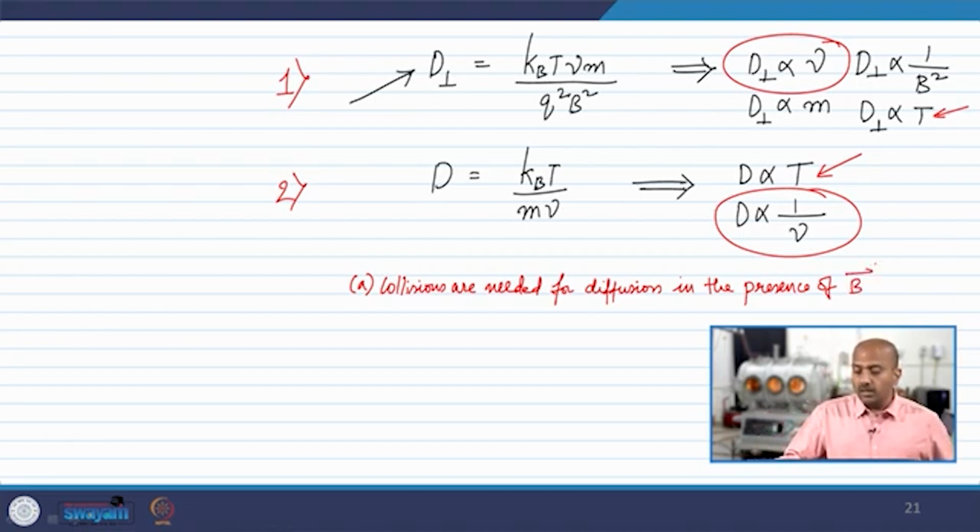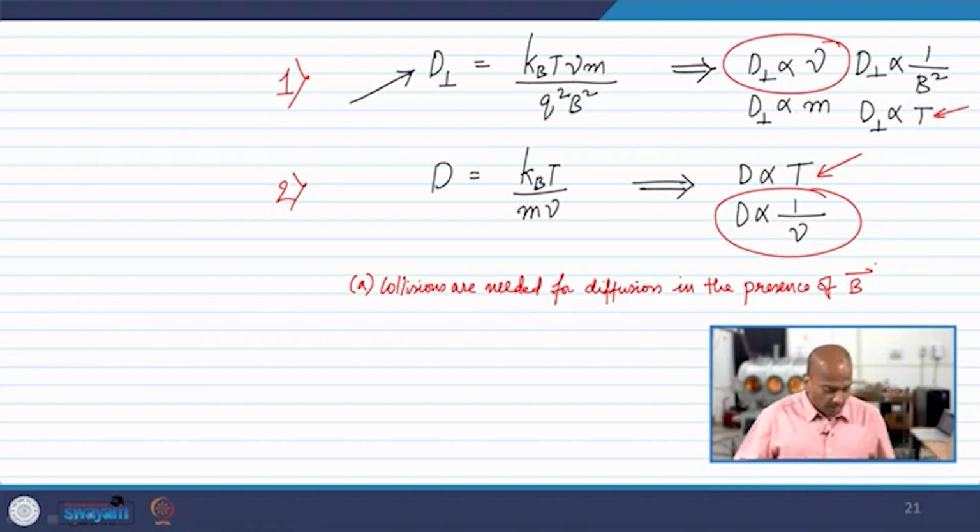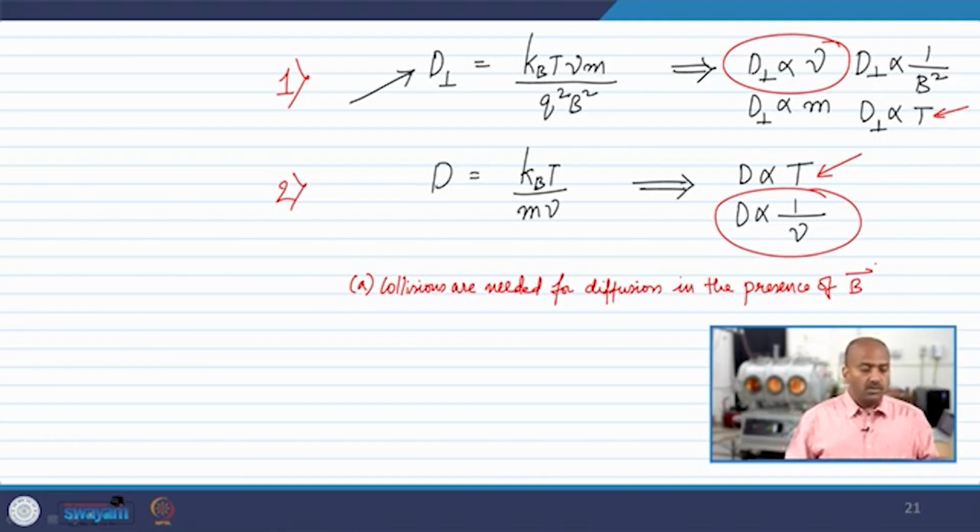Whereas, if you look at diffusion parallel to the magnetic field or in the absence of magnetic field, the collisional frequency or collisions will retard the rate at which the diffusion can happen. Okay. So, this is the basic role of collisional frequency in both the situations.